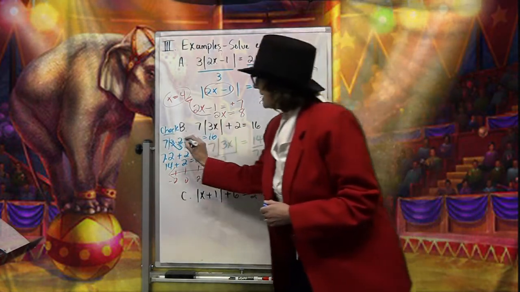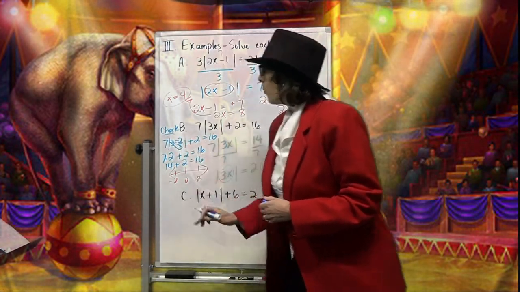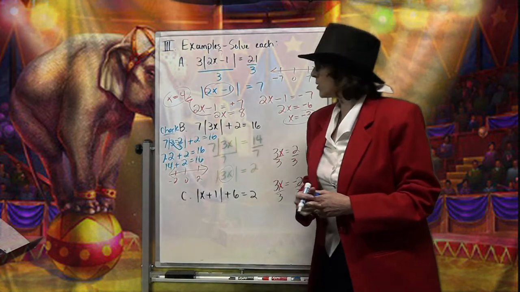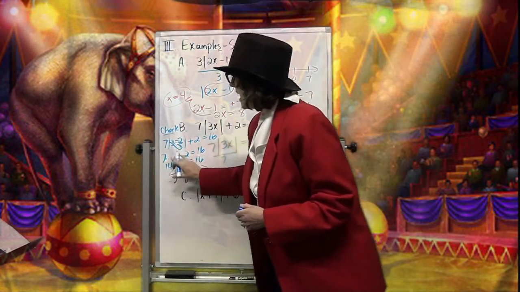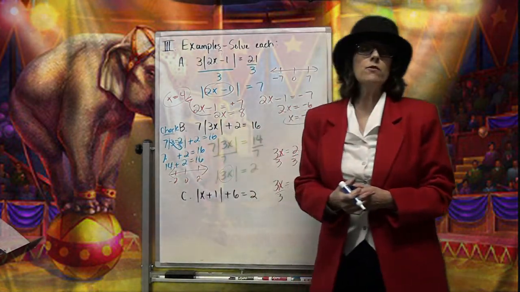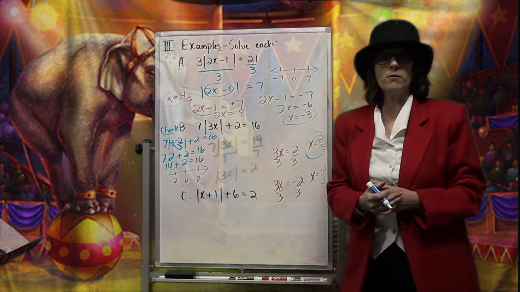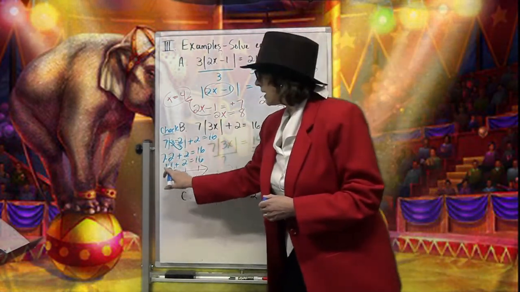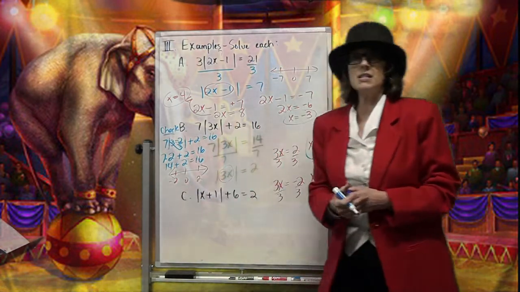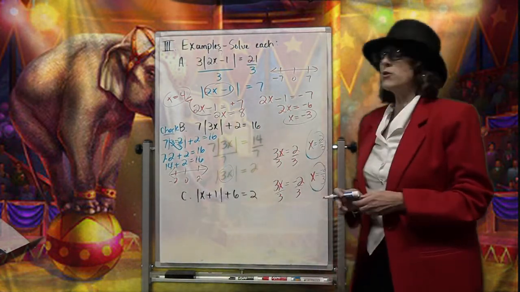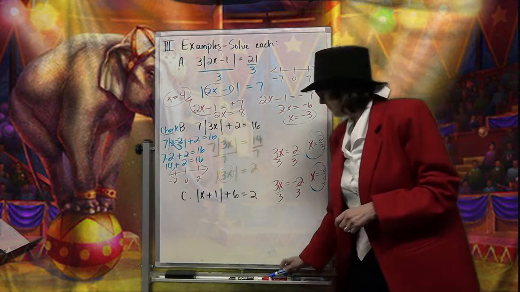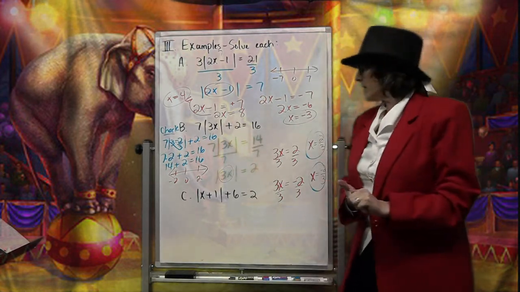Now when I plug my negative 2/3 in there, once again, those 3's will cancel and I'll have absolute value of a negative 2. But absolute value of negative 2 is still 2 because it still has a distance of 2 from 0 on the number line. So 7 times 2 is 14. 14 plus 2 is 16. It still works. Both of these are going to be solutions. All right, one more example.